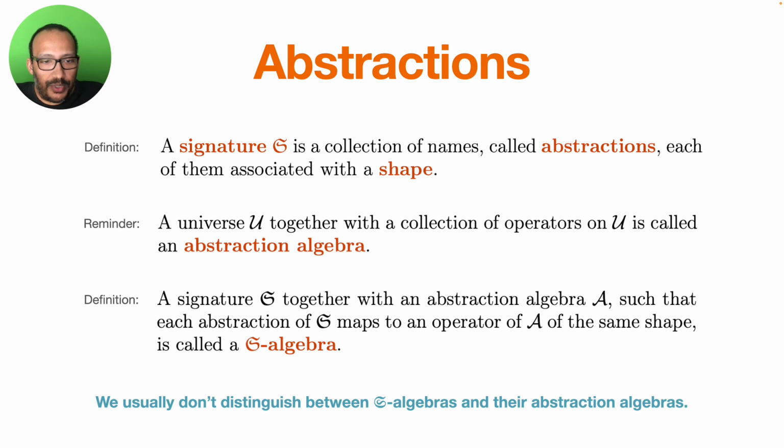And now if we put a signature together with an abstraction algebra so that a name of a certain shape in the signature is mapped to some operator in the abstraction algebra of the same shape, then what we get is an abstraction algebra of that signature. And so I'm not really distinguishing between abstraction algebras with signature or without. I mean, they all kind of have some signature, right? So I will just call them all algebras from now on.